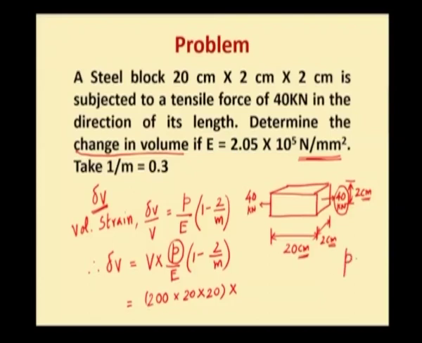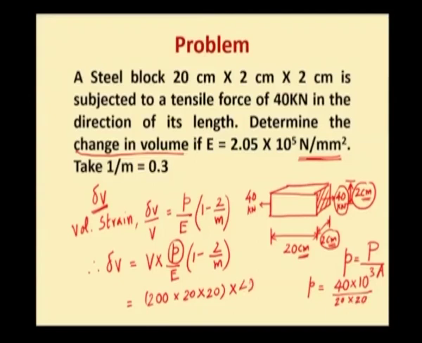Stress p is the load by the cross section area. Cross section area perpendicular to the direction of the force is 2 centimeter cross 2 centimeter. So, stress small p will be equal to 40 kilonewton, which should be converted into Newton. So, 40 into 10 power 3 divided by the area. The cross section area perpendicular to the direction of force is 2 centimeter cross 2 centimeter, or 20 millimeter by 20 millimeter. So, use that value here.